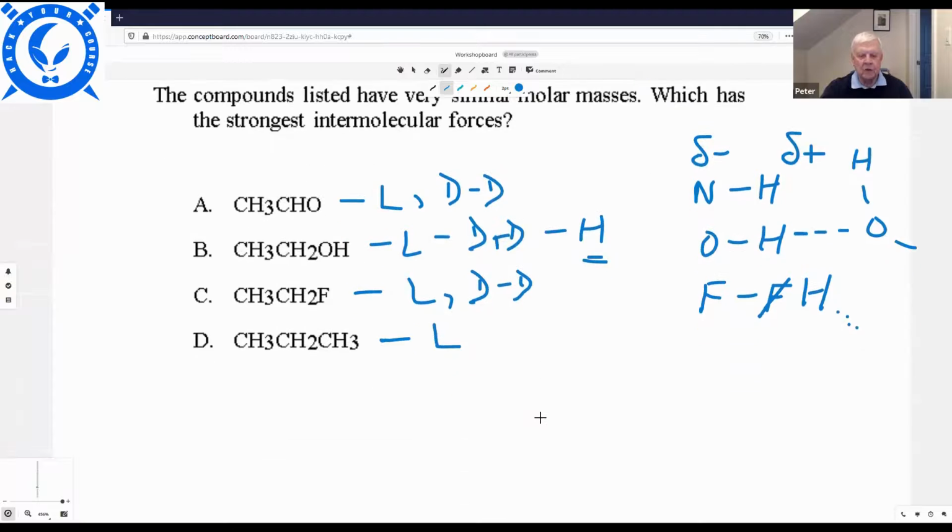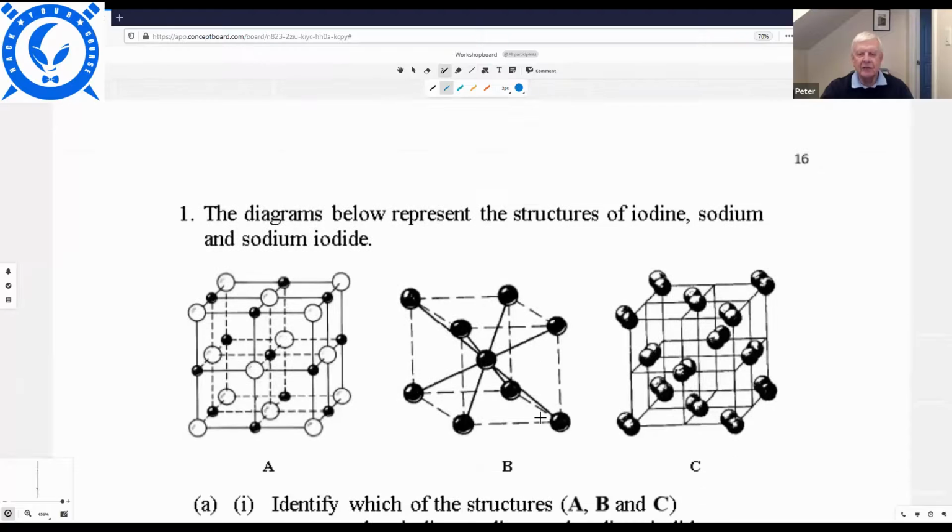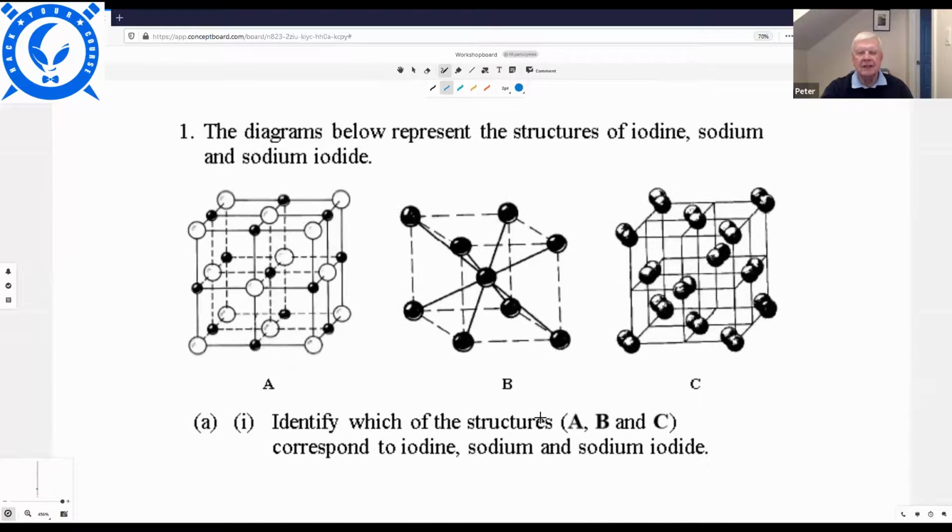Okay? All right. So here we have diagrams representing the structures of iodine, sodium, and sodium iodide. And so you have to identify which is which. This is not a multiple choice question. I will tell you the answers.